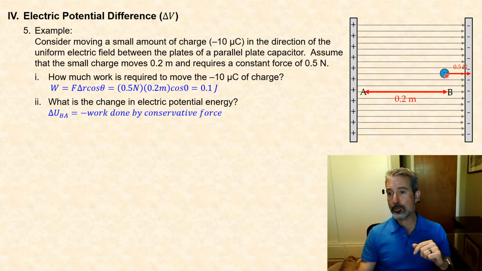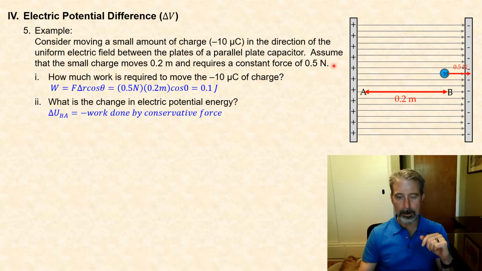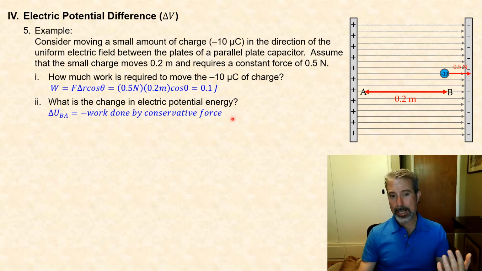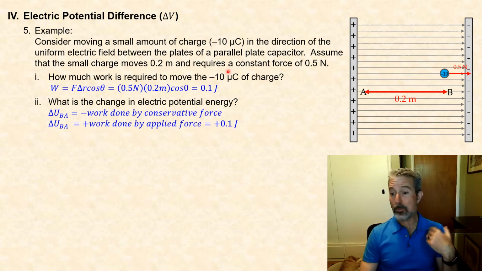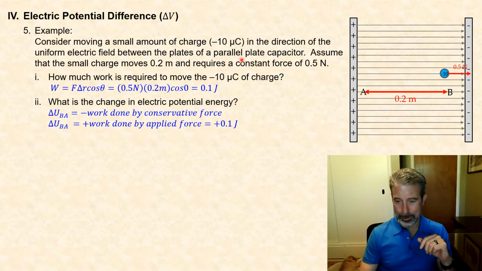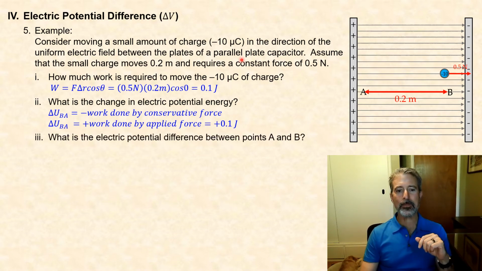Because this is a negative charge, the force it would experience here due to the negative plate as well as the positive plate would be to the left. It'd be repelled by the negative plate, attracted to the positive plate. The Coulomb force would be to the left. So when we take the opposite of the work done by the Coulomb force, that is going to be exactly equal to the positive amount of work done by the applied force against the Coulomb force, which we already found to be 0.1 joules.